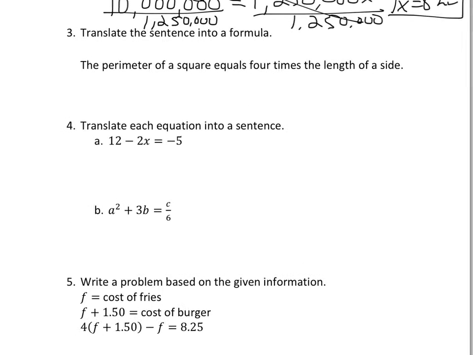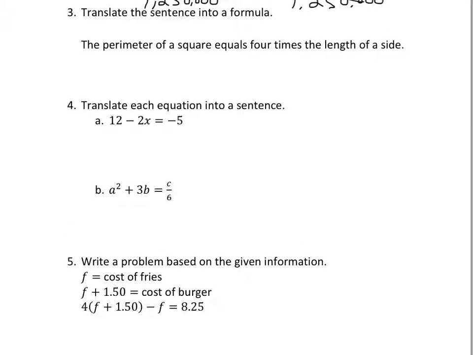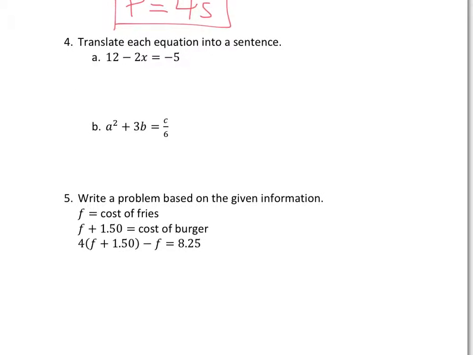Now we're going to translate a sentence into a formula. Just like what we did on the other page, a formula is another word for an equation, usually one that has more than one variable. For example, the formula for the area of a rectangle or a triangle or the circumference of a circle. The perimeter of a square, P, equals 4 times the length of a side. You can call P the perimeter and S the length of a side. So P equals 4S.